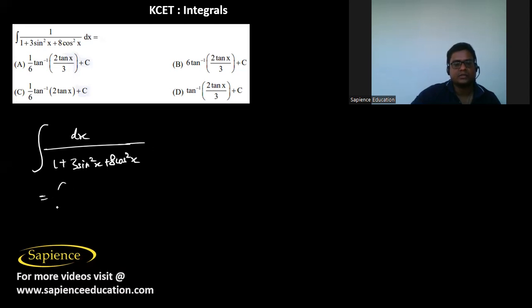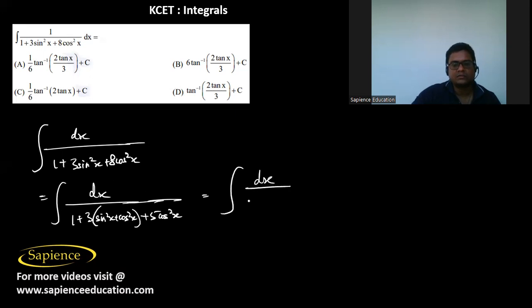Then here it is told to find the integral of dx by 1 plus 3 sine square x plus 8 cos square x. So this can be written as integral dx by 1 plus 3 into sine square x plus cos square x plus 5 cos square x. So this is equal to 1. So this is 4, so integral dx by 5 cos square x plus 4.